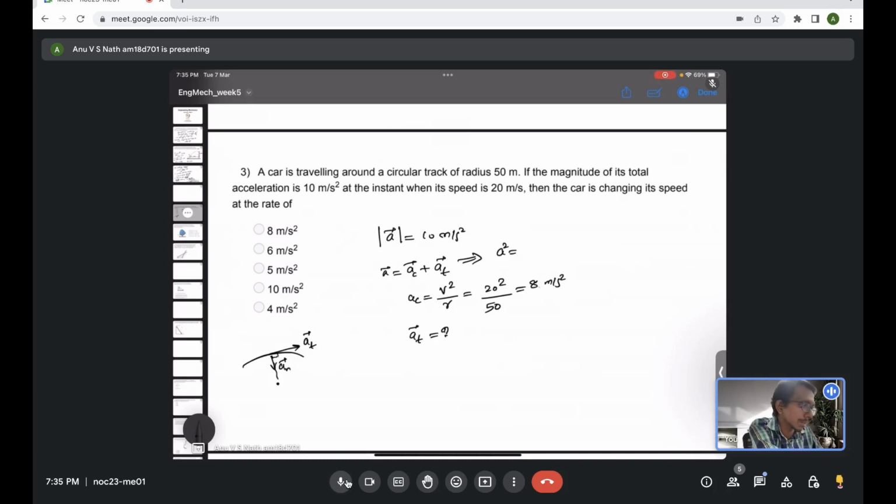So just the Pythagoras equation, or the resultant value with 90 degree. So it's AC square plus AT square. You can just evaluate the magnitude of tangential acceleration from this expression as A square minus AC square. So it's 10 square minus 8 square. So it's 6 meter per second square.